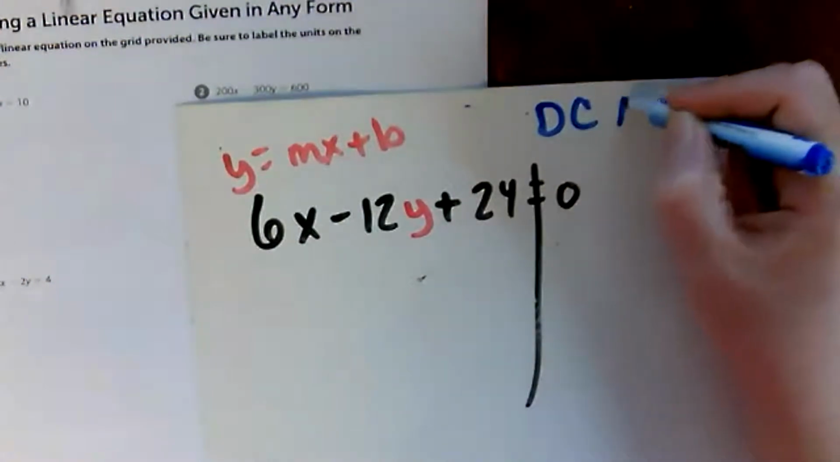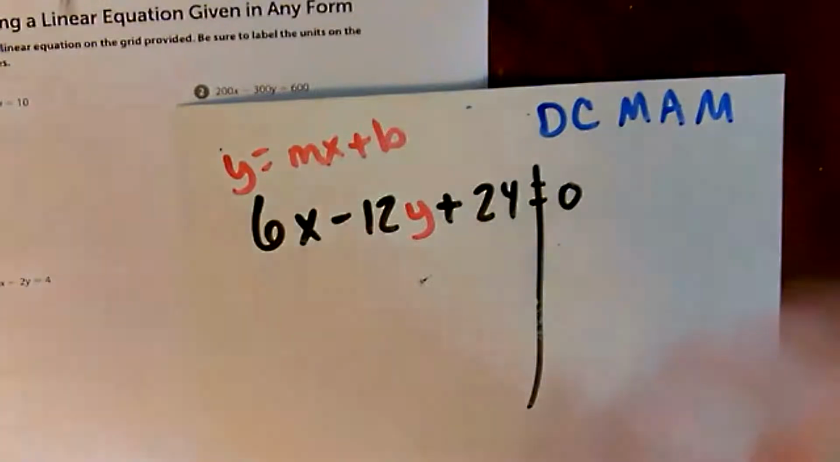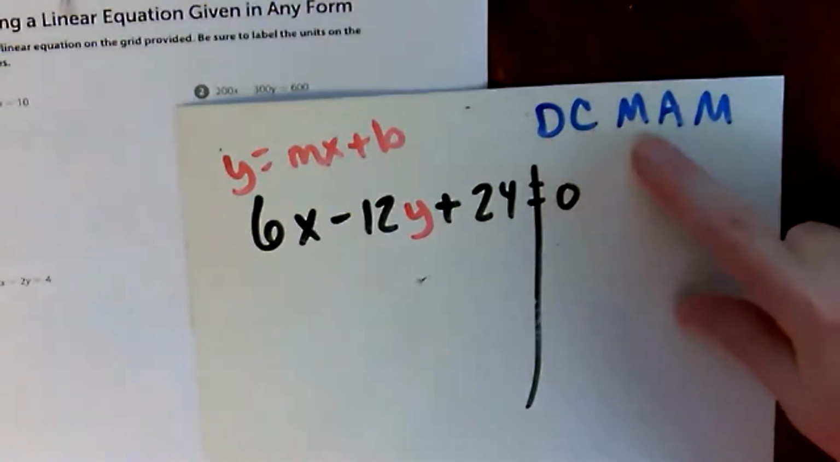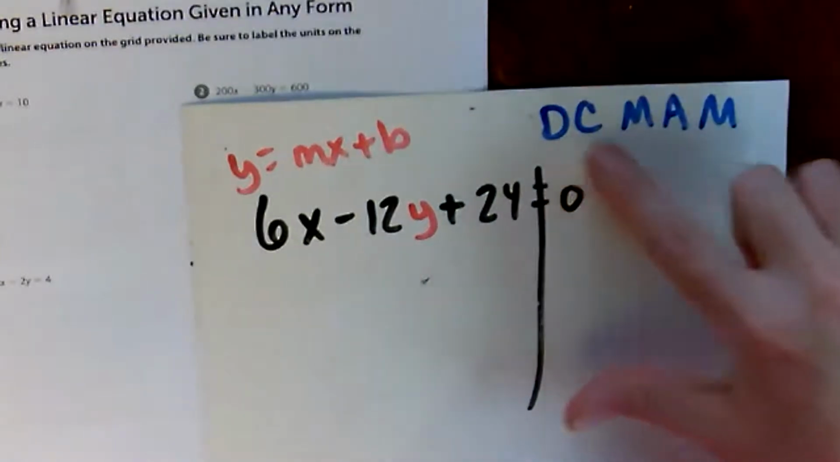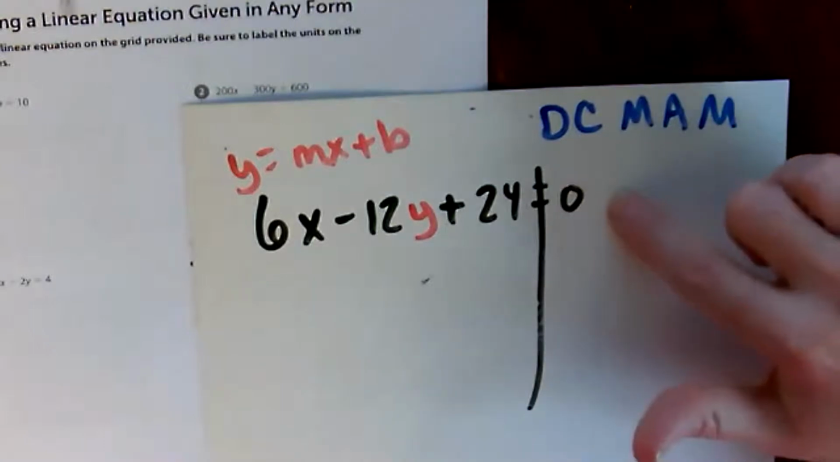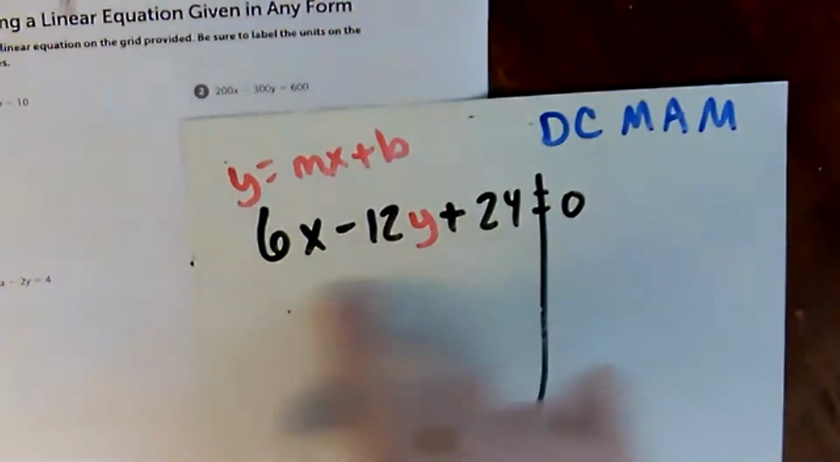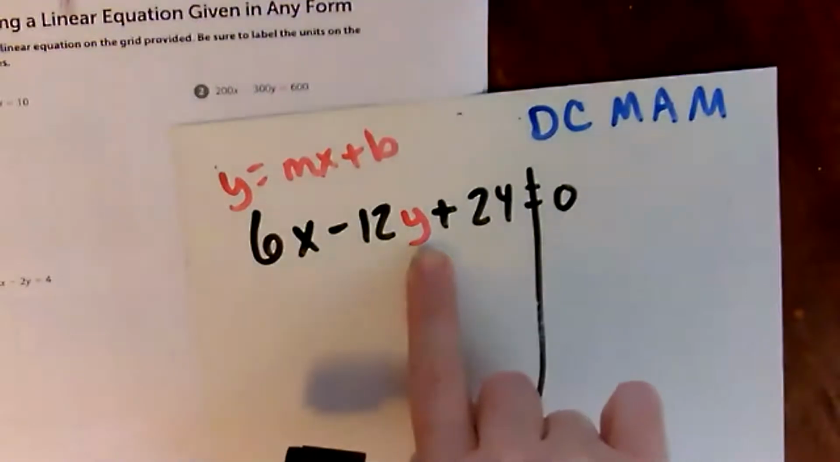Don't call me after midnight. That stands for distribute, combine like terms, move variables, add and subtract, multiply and divide. This is the order that I'm going to use to get this the way I need it. So first things first. I got a whole bunch of junk going on over here on the same side as Mr. Y. So I've got to start moving stuff.